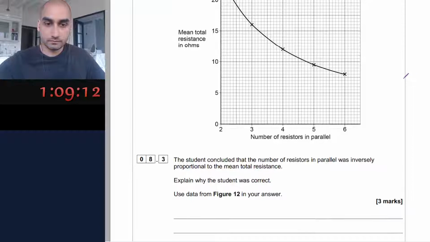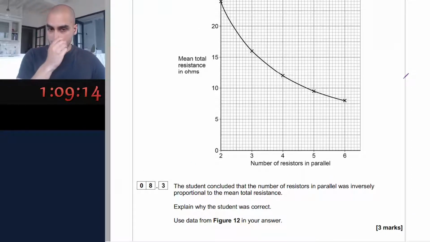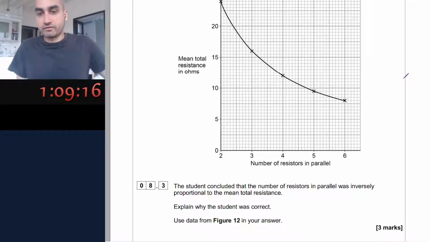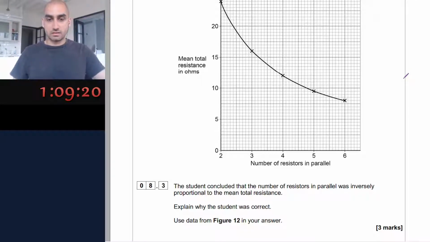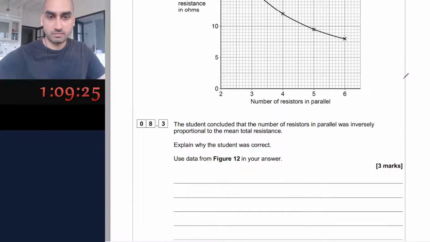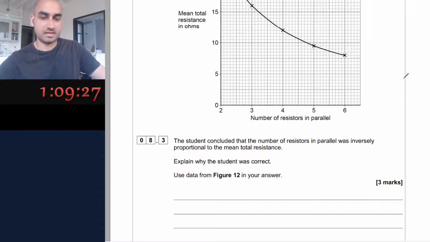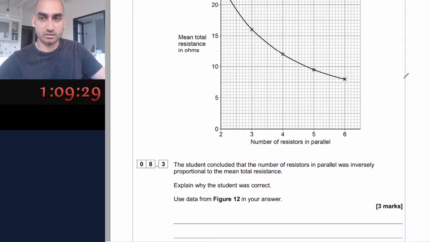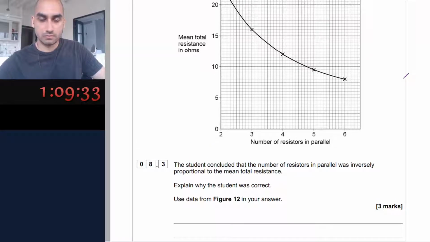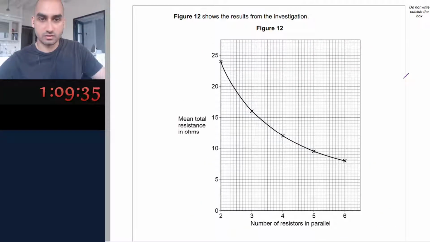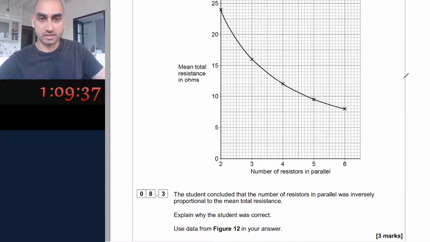Question 12. The student concluded that the number of resistors in parallel was inversely proportional to the mean total resistance. Explain why the student was correct. Well, that is correct, isn't it? The harmonic series. Harmonic sum. Using data from figure 12.